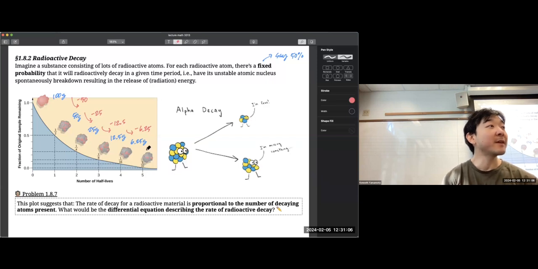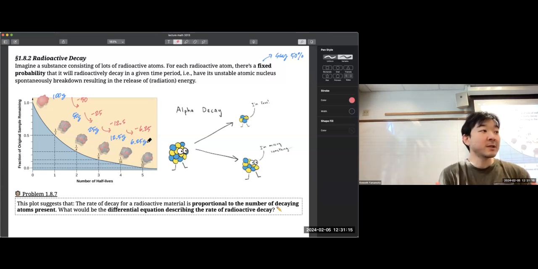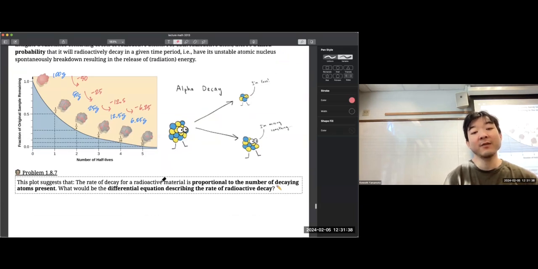Before, we had that the rate of population growth was proportional to the population at that moment. If you had 4, then you're going to increase by 4, and then you have 8 now. In the next time step, you're going to increase by 8, and then by 16. So every single time step has a higher rate of change, delta P over delta T, but it's proportional to how much you have at that moment. And so this plot suggests that the rate of decay for a radioactive material is proportional to the number of atoms present. So what's the differential equation describing the rate of radioactive decay?